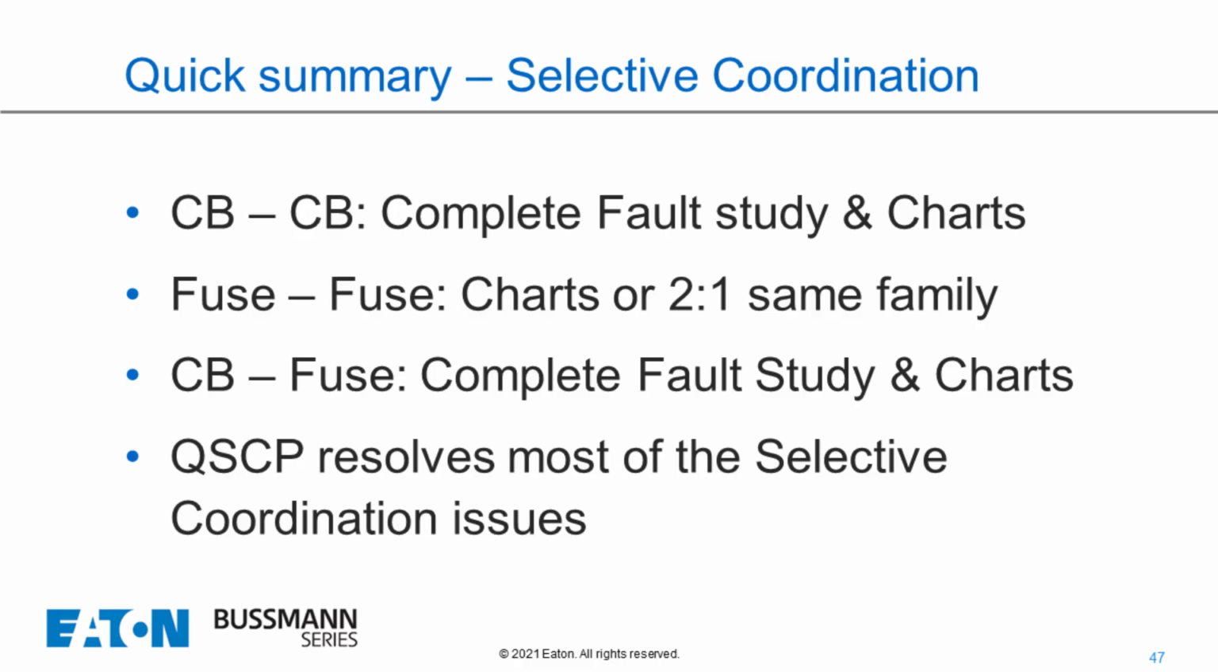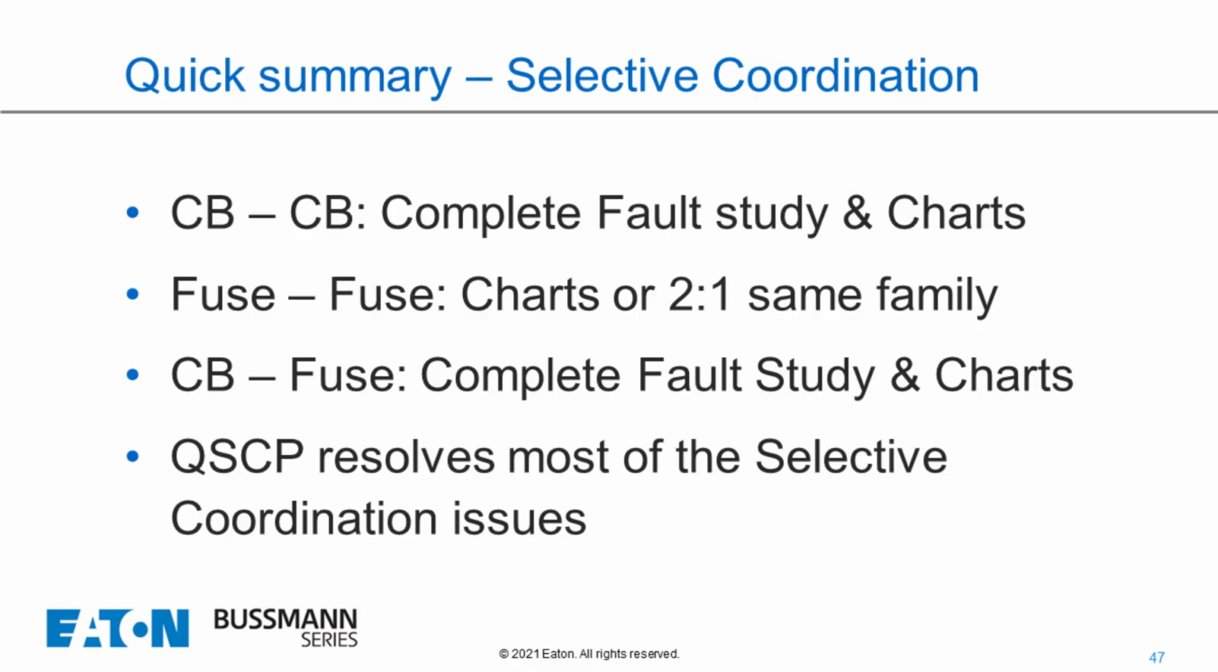Do we have to do a fault study? The answer is no. A lot of times we always do it just to check, make sure our panels are done, but we don't have to do it to check for selective coordination on fuses. All we look at is a 2-to-1 ratio. So if I have a 20 amp branch circuit, I can use a 40 amp main and they'd be selectively coordinated at all times, all current.